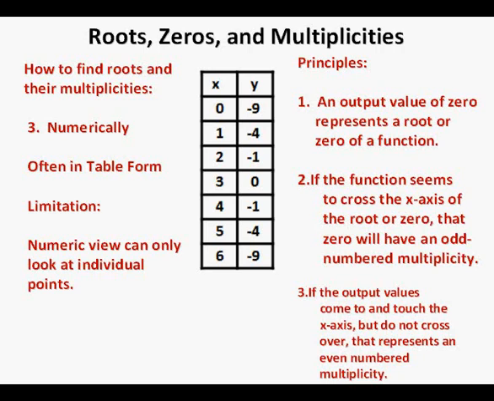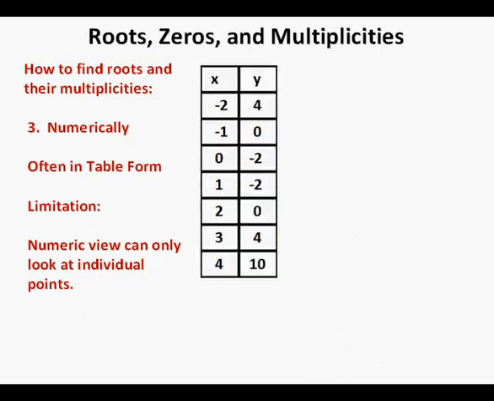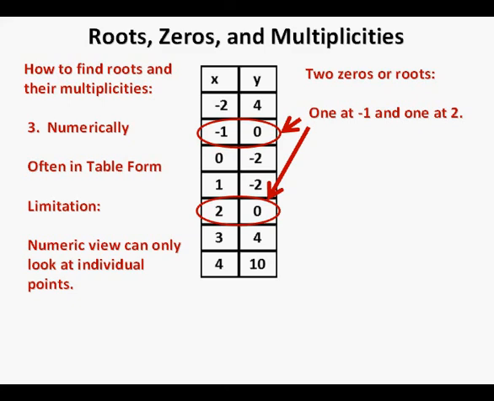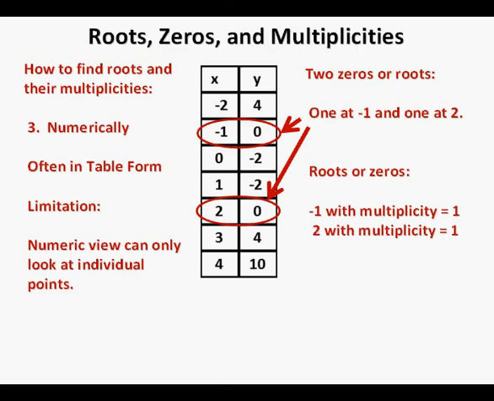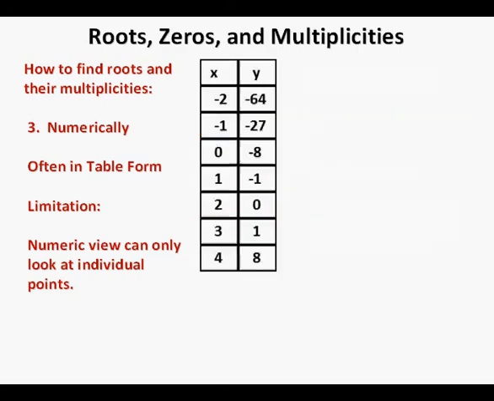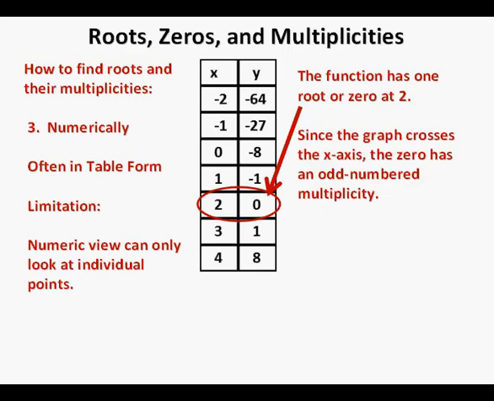Now we'll look at another function in the form of a table view. In this table here are 2 zeros, one at negative 1 and one at 2. So this is an example of 2 roots, each with a multiplicity of 1. Here's the next table we'll look at. In this table we see 1 root or 0 at x equals 2. The values start from the negative side and cross the x-axis after reaching 0. This is an example of an odd numbered multiplicity of roots.